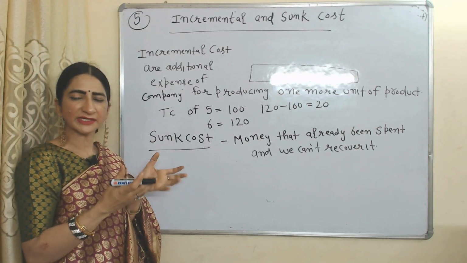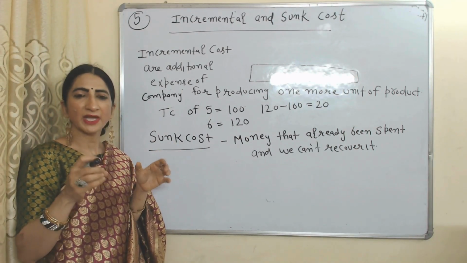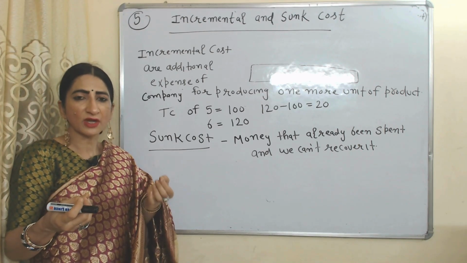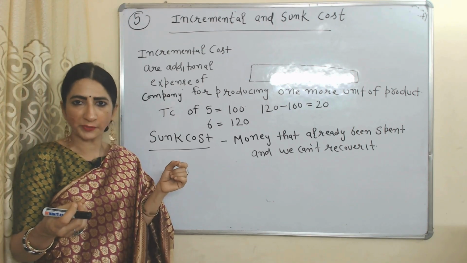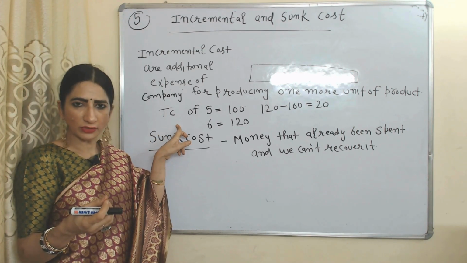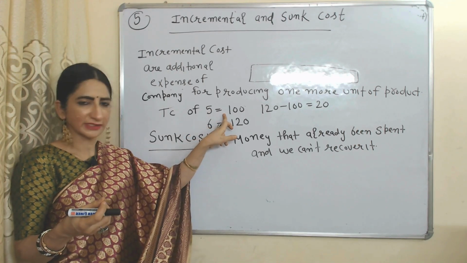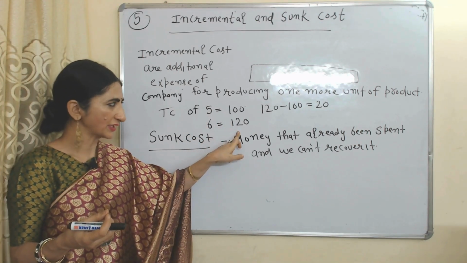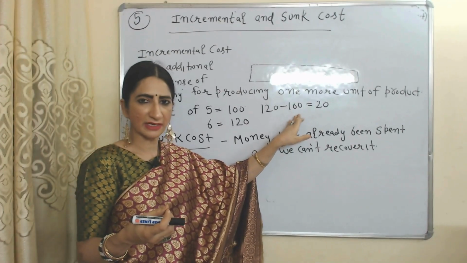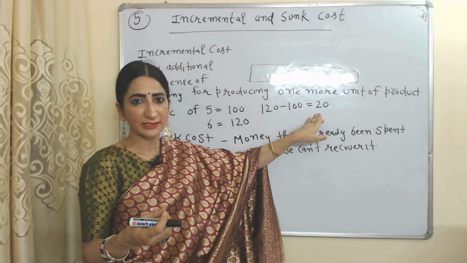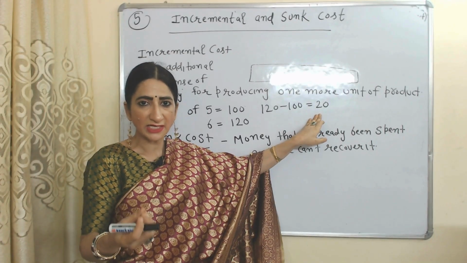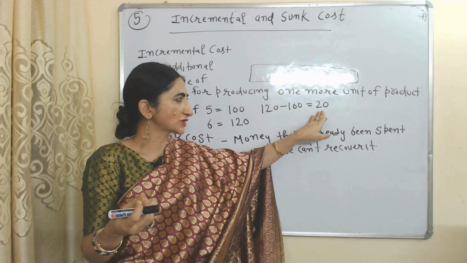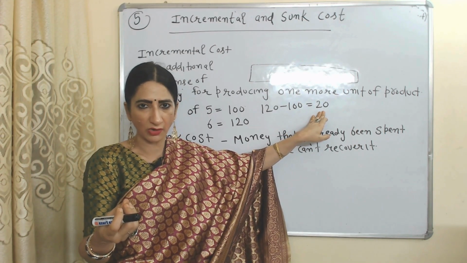Next is incremental and sunk cost. Incremental costs are additional expense of business for producing one more unit of product. For example, total cost of producing 5 units is 100, but total cost of producing 6 units is 120. 120 minus 100 is equal to 20. This 20 rupees is additional expense of business for producing one more unit. That's why this 20 will be called incremental cost.